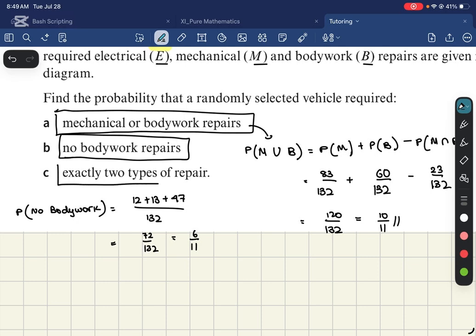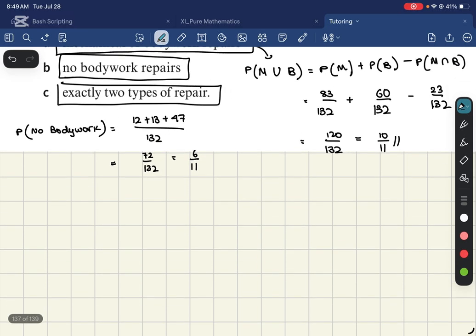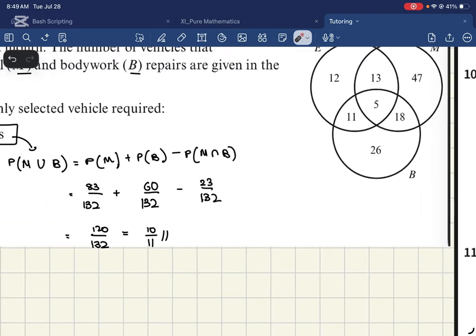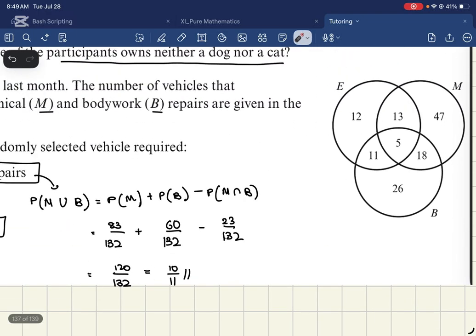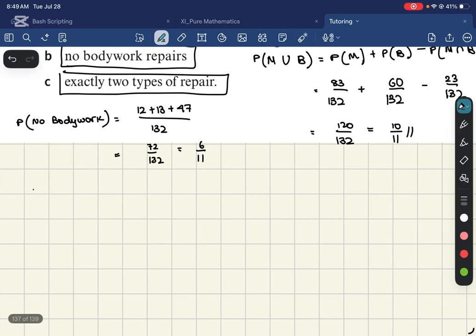And it says exactly 2 types of repair. All right. So how many cars went through exactly 2 types of repair? Well, 11 cars went through electrical and body. So basically it can be any 2, right? We don't have any specification. So basically we need to find the probability of exactly 2 types, right?